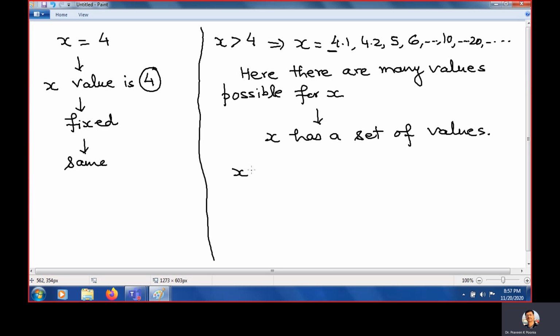But if I tell you x greater than or equal to 4, what is the meaning of this? X greater than or equal to 4 means now x can take the value 4. Then 4.1, 4.2, then 5, then 10, 20, 100, any value greater than 4. So listen, here x greater than 4 is greater than 4, not equal to 4. But here x greater than or equal to 4 means the value will start at 4. This is the difference between greater than and greater than or equal to.